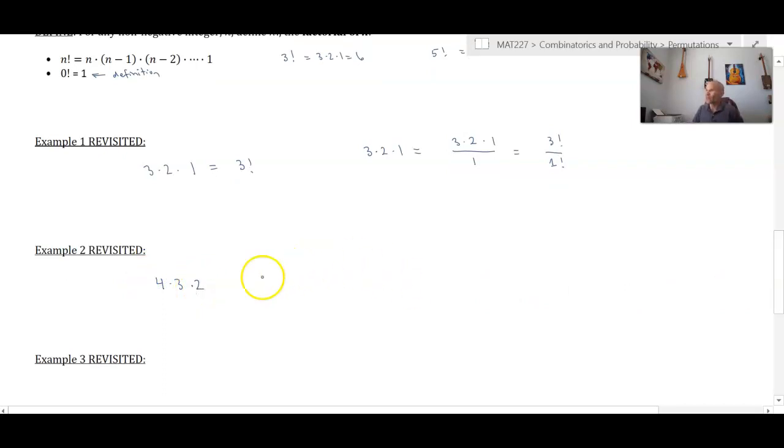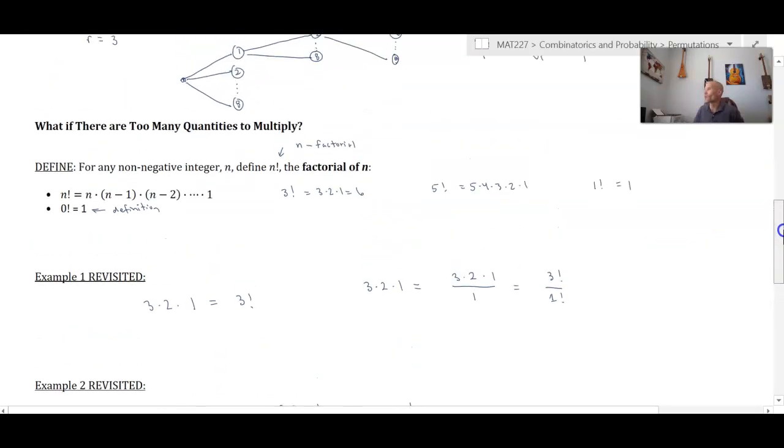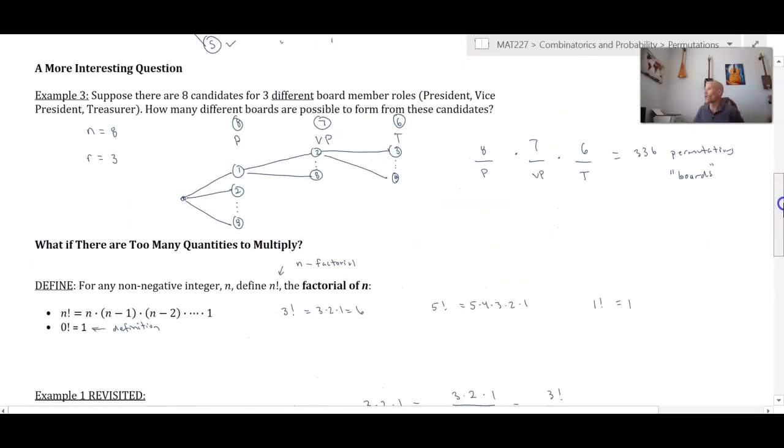Well, that's really the same thing as 4 times 3 times 2 times 1 divided by 1, which is once again 4 factorial over 1 factorial. Still, not very interesting. But look at example 3, where our multiplications don't go all the way down to 1.